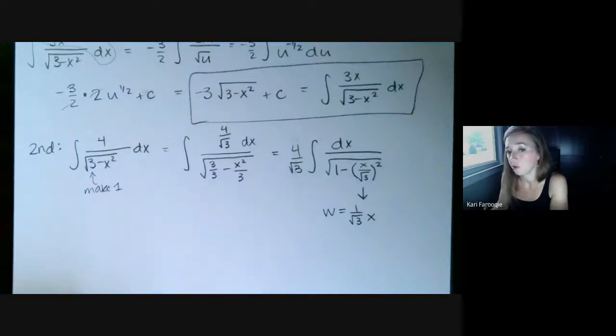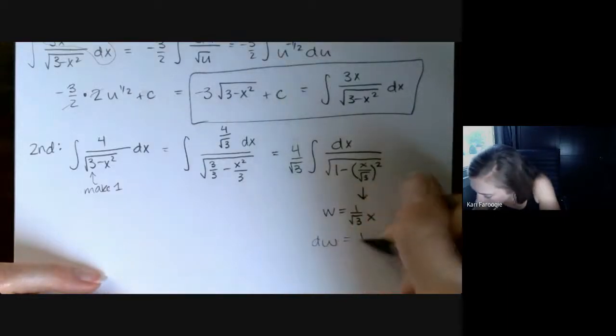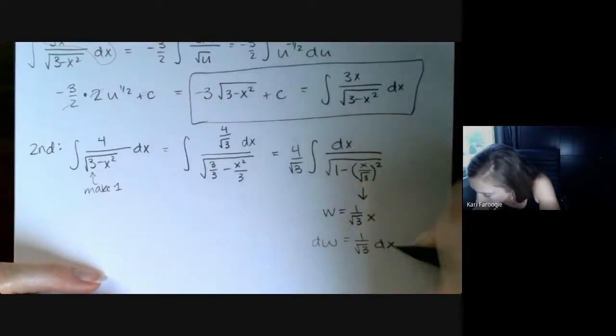Some students just don't like w and they want it to be u all the time. So if you don't like w, just make it a u. dw is 1 over the square root of 3 dx.